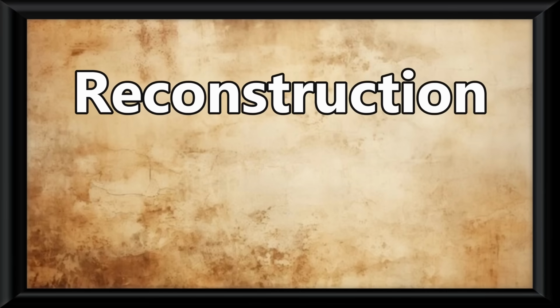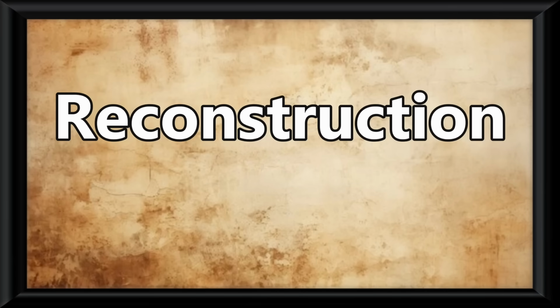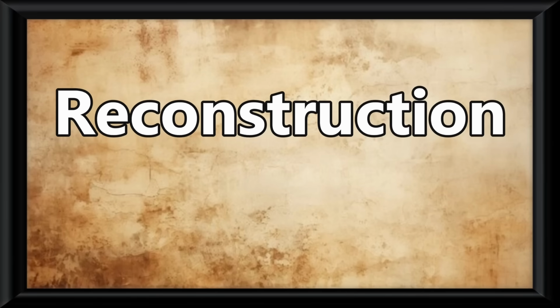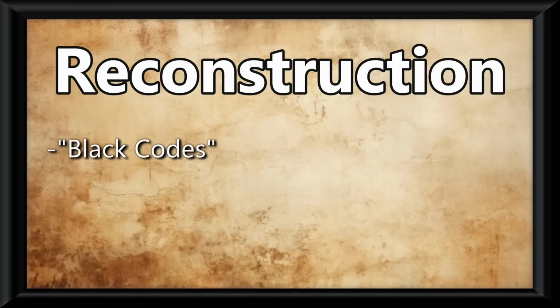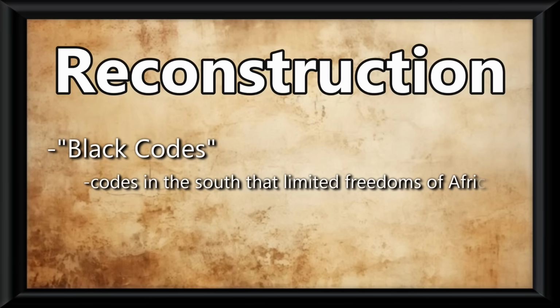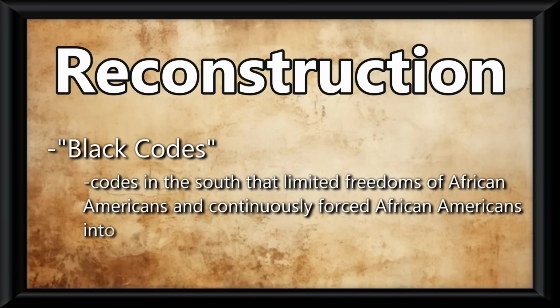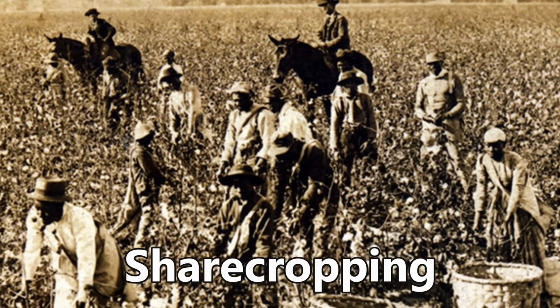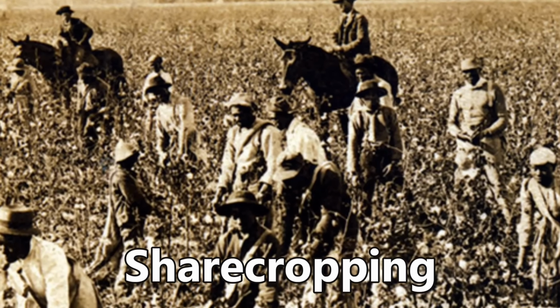But even though this seems like a good idea, you need to understand that this era was really no better for African Americans than before the Civil War. Almost immediately after the southern states were readmitted to the Union, they passed black codes, which were codes in the South that limited freedoms of African Americans and continuously forced African Americans into forced labor, despite slavery being technically over. Blacks worked the fields in a system known as sharecropping, where it wasn't technically slave labor, but with their wages, it might as well have been.